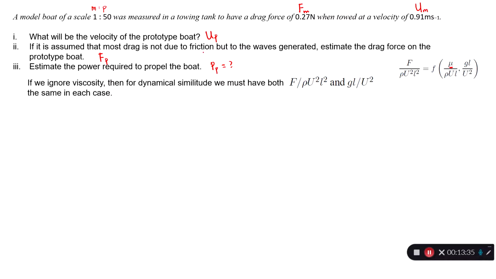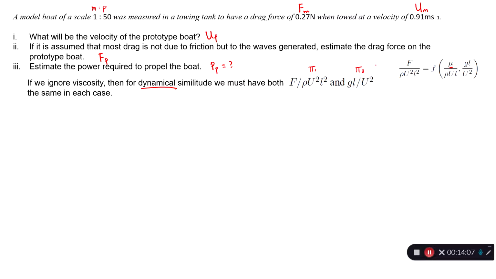Okay, so we don't have to use the second term. To achieve dynamic similarity, you can refer to the first video in the chapter that describes what dynamic similarity is. We will have the first pi and the third pi equal in each case, as in equal for the model and the prototype.